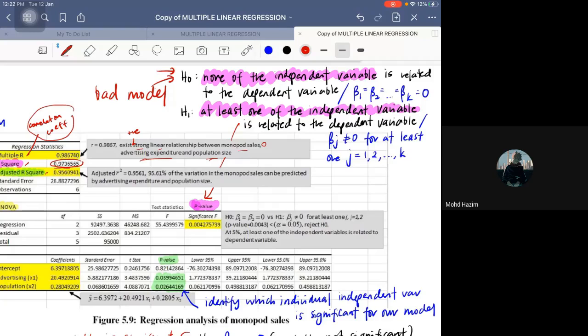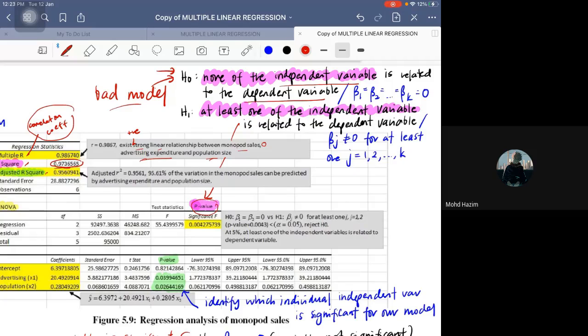I'm referring to this hypothesis at the top. For the H null that we are testing with this p-value, none of the independent variables is related to the dependent variable. If none of the independent variables is related to the dependent variable, then our model is useless. So this is going to be a bad model. We don't want that model. So we don't want H null.